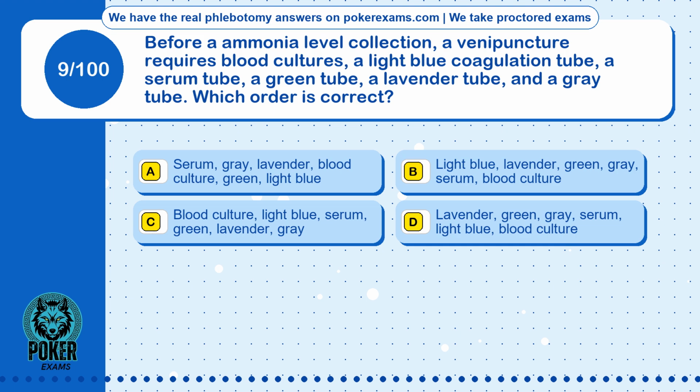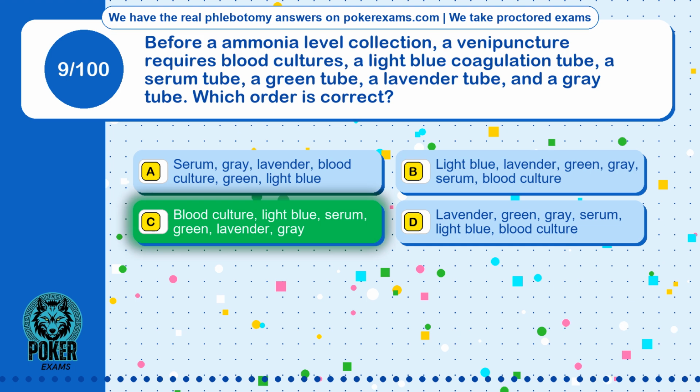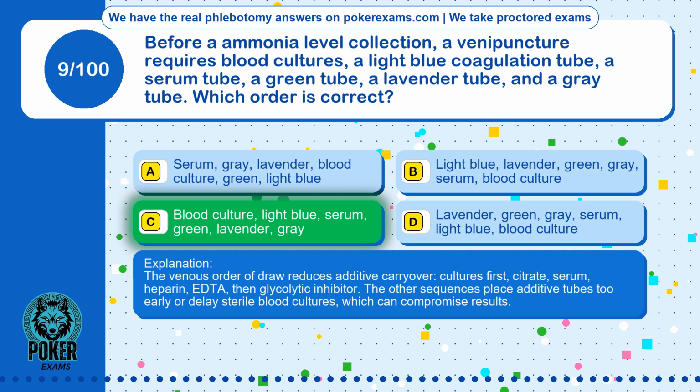Option C. Blood culture, light blue, serum, green, lavender, gray. Option D. Lavender, green, gray, serum, light blue, blood culture. The correct answer is option C. Blood culture, light blue, serum, green, lavender, gray. The venous order of draw reduces additive carryover: cultures first, citrate, serum, heparin, EDTA, then glycolytic inhibitor. The other sequences place additive tubes too early or delay sterile blood cultures, which can compromise results.